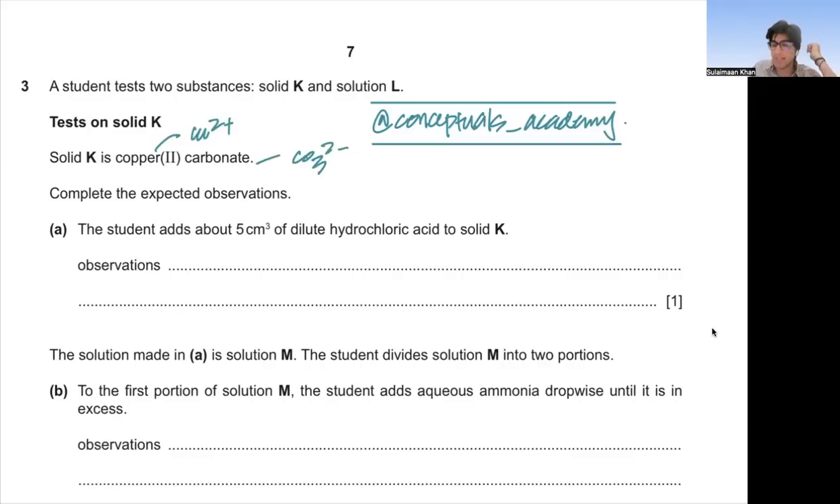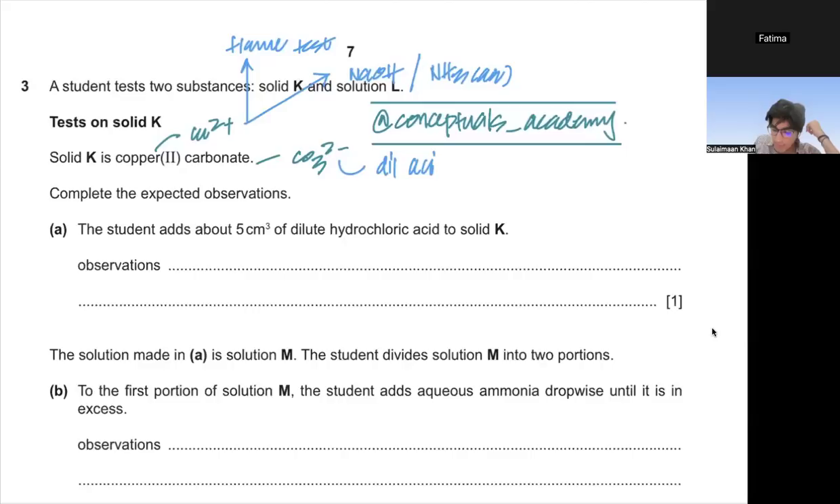Now, if I can isolate them, I can easily look into their tests. So for copper 2 plus, there are two types of tests that I could perform. I could perform flame tests, or I could also test it with sodium hydroxide slash aqueous ammonia. With sodium hydroxide, it gives me a light blue precipitate, which is insoluble, which means it remains. With aqueous ammonia, it gives me a light blue precipitate, but in excess, it dissolves to give you a dark blue solution. Carbonate का क्या है? Dilute acid.